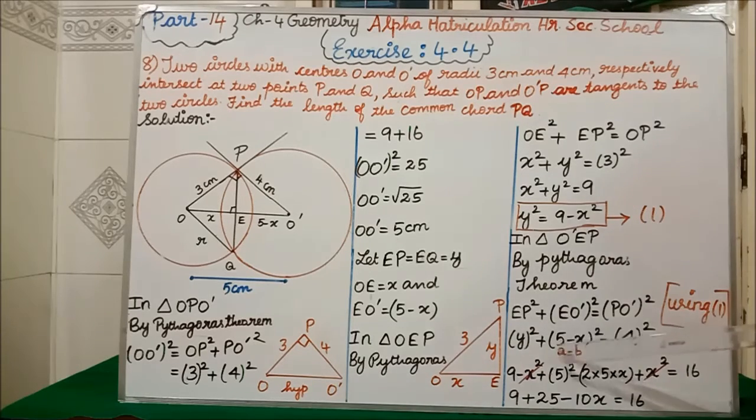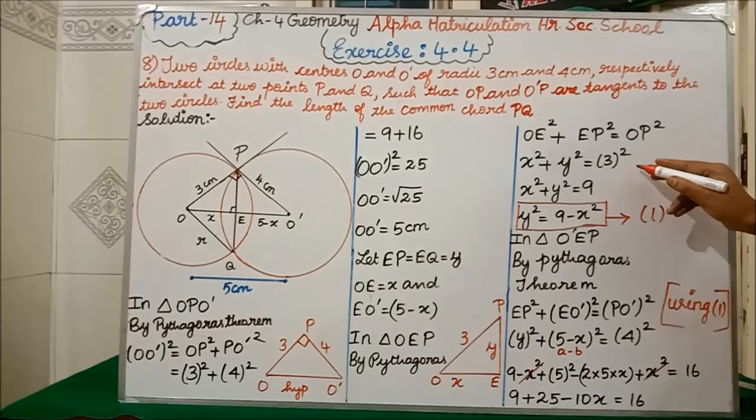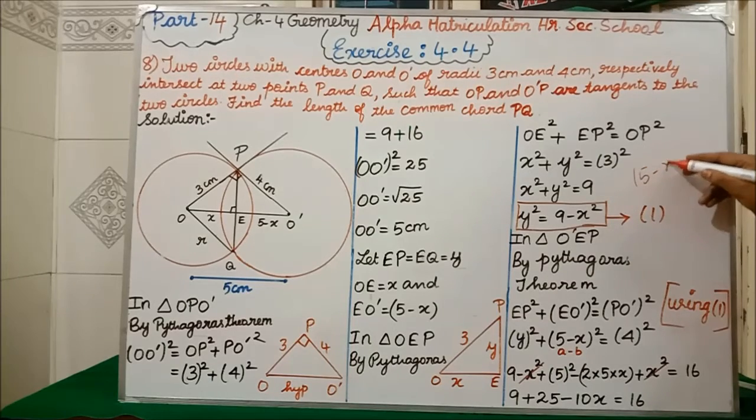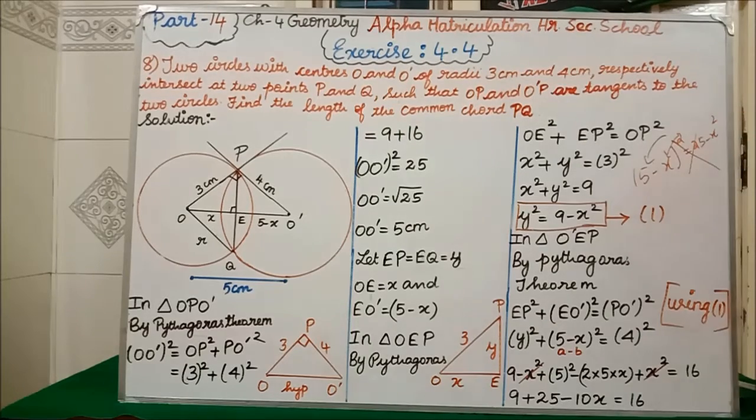Clear? Now 5 minus x the whole square, students, most of you will make this mistake. You should not square each term separately, saying 5 square is 25 minus x square. You should not do that, because it is wrong. Clear? You have to expand it in the form of (a minus b) the whole square. A minus b the whole square is what? A square minus 2ab plus b square. Only that form you have to expand.